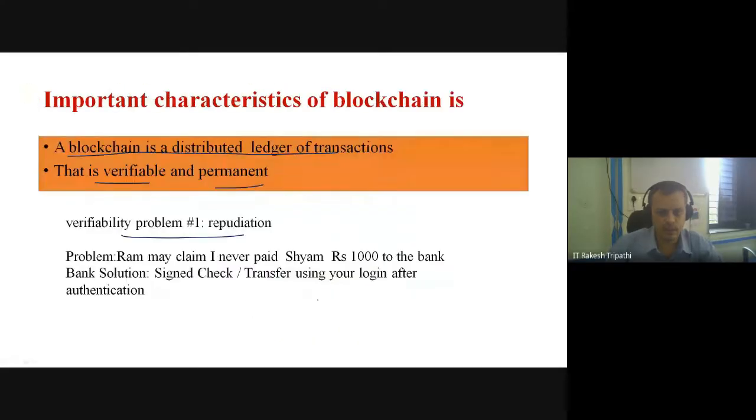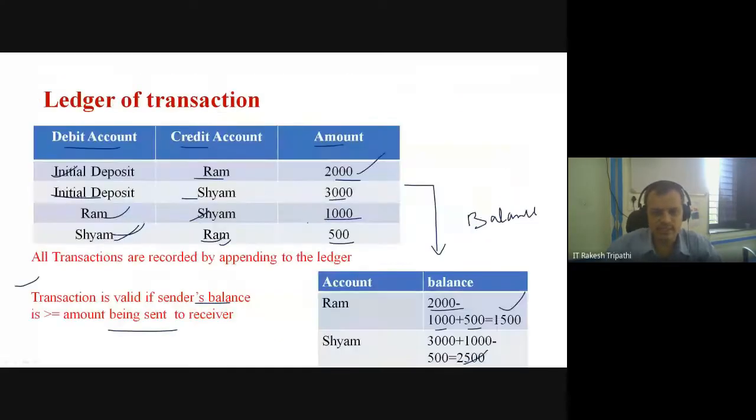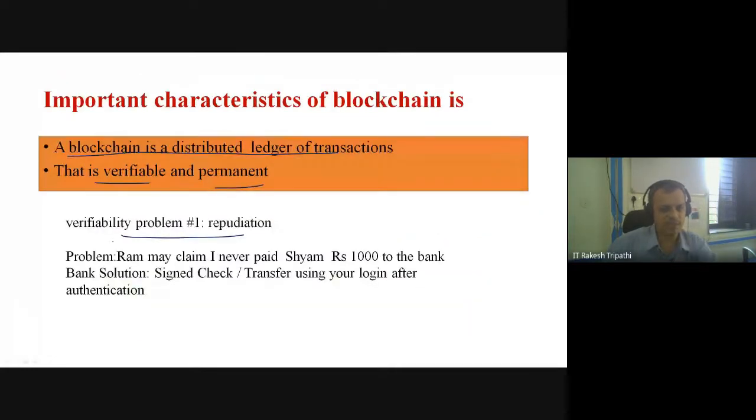He can say that, let us see. In this transaction, Ram has sent Syam 1000 rupees. But what will happen if Ram denies? No, I have not sent Syam 1000 rupees. Then how do you take care of repudiation? Ram claims, I never paid Syam 1000 rupees. Then what is the solution?